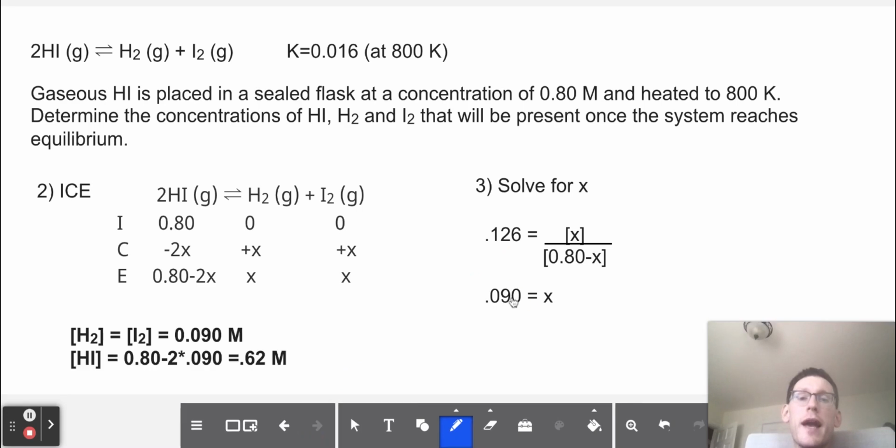So if we know that x is 0.090, that's a molarity, that is the concentration of H2. So we know our equilibrium concentration of H2. It's also the concentration at equilibrium of I2. And for the HI at equilibrium, all we need to do is subtract the 2 times 0.090 that we knew to be x from the 0.80, and we get 0.62 molar. And so there are 3 equilibrium concentrations, and they do satisfy the equilibrium expression.